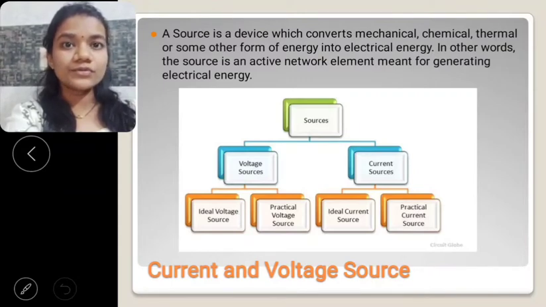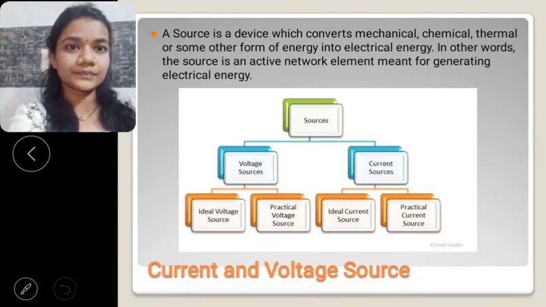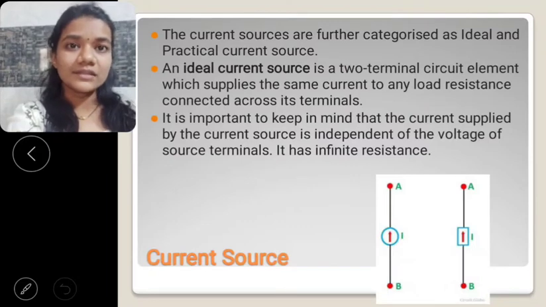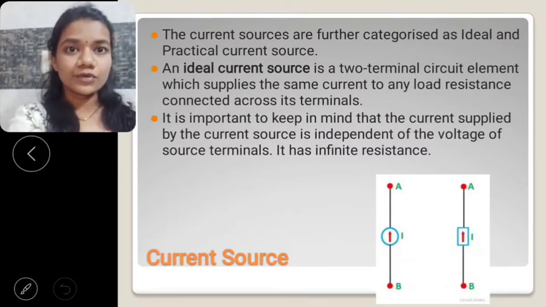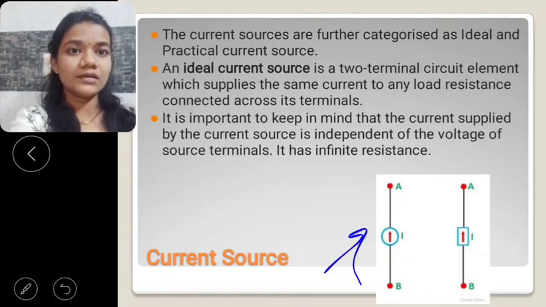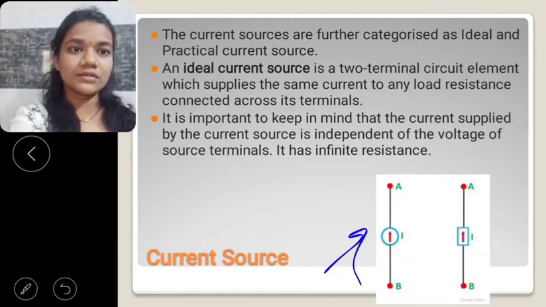Voltage sources also have two types. The first is the ideal voltage source, the second is the practical voltage source. In current sources, there are the ideal current source and the practical current source. So for current sources we use this symbol, a circle with an arrow in it. It is nothing but your current source.